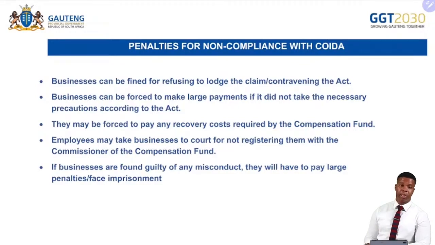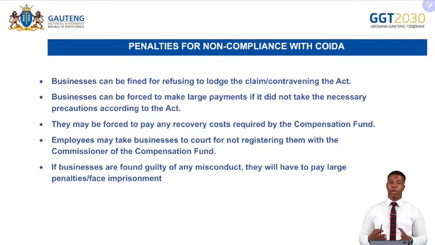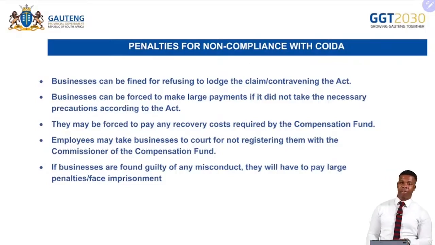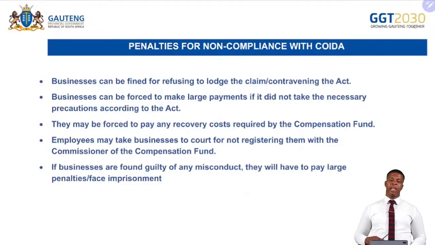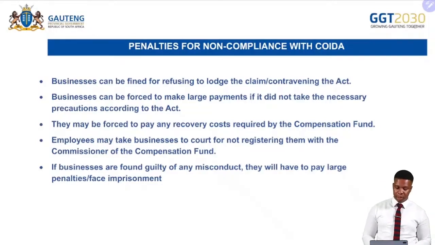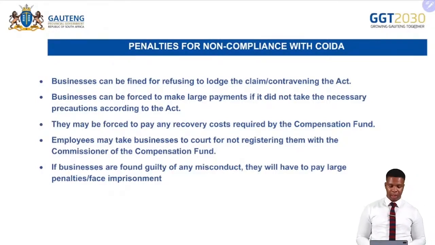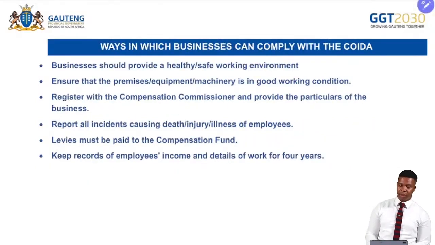And employees may take businesses to court for not registering them with the commissioner of the compensation fund. It means now the business has to pay or register their workers so that they can be covered by the compensation fund. And remember, the more the number of workers, it means the more compensation the business has to pay, or the more amount has to be contributed towards the compensation board. So if the business now are found guilty of any misconduct, they will have to pay large penalties or face imprisonment. So those are penalties that can be imposed to a business that has failed to comply.